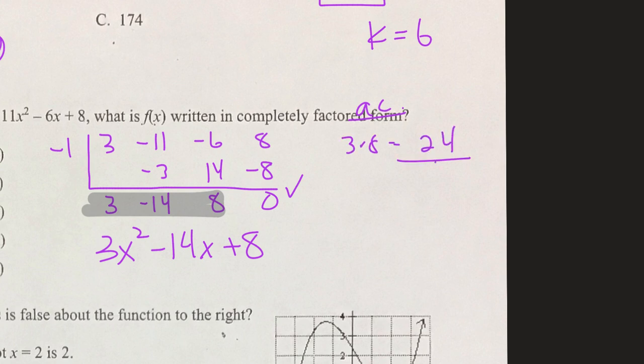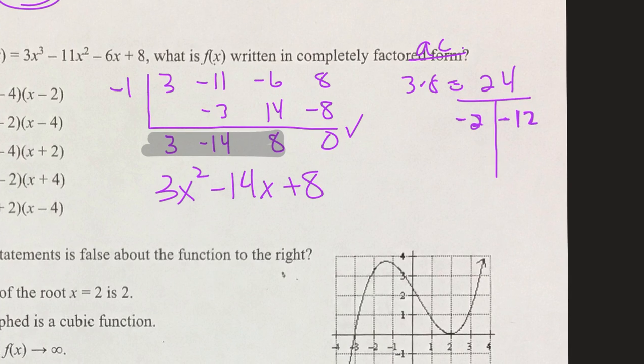Numbers that multiply to give you 24 and add to give 14, and I'm just going to say they are negative 2 and negative 12. Right? Negative 2 and negative 12 add to negative 14. Okay, so one way we can do this is by changing your negative 14 into minus 12 and a minus 2.